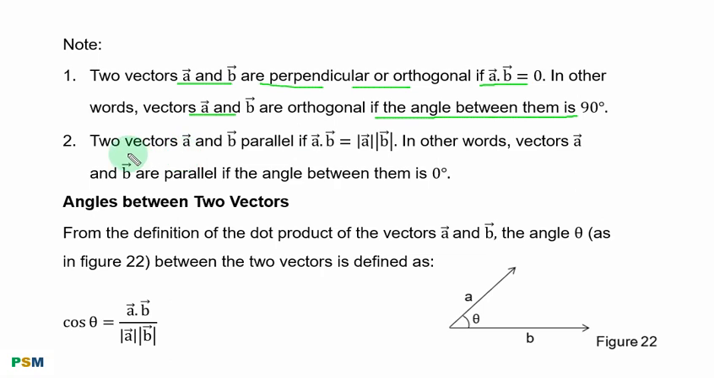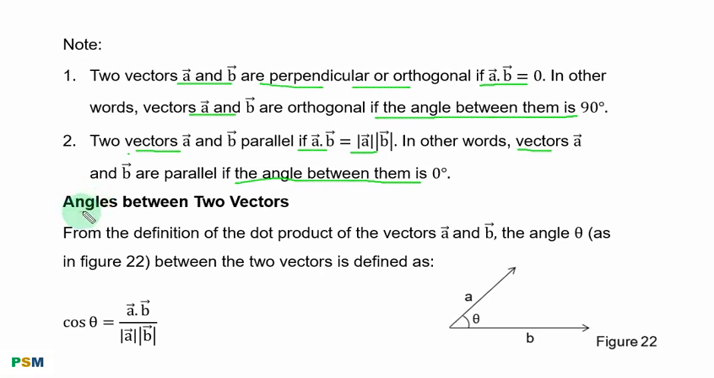Note 2: two vectors A and B are parallel if their dot product is equal to the product of their magnitudes. In other words, vectors A and B are parallel if the angle between them is 0. You have to note these 2 points.